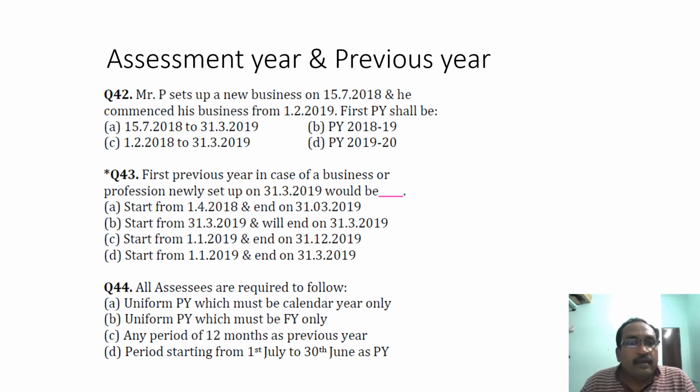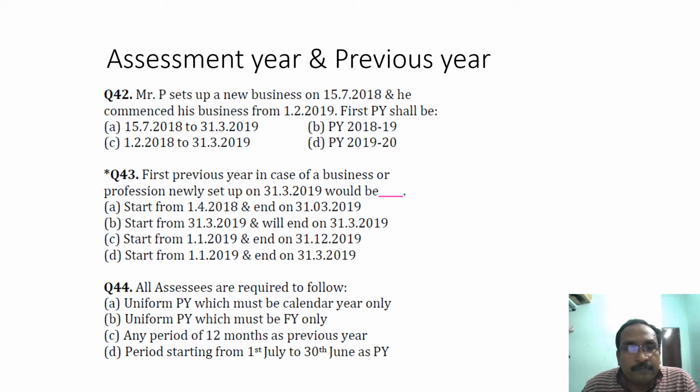Moving to the next question. Mr. P set up a new business on 15th July 2018 and he commenced his business from 1st February 2019. First previous year will be: A, 15th July 2018 to 31st March 2019; B, previous year 2018-19; C, 1st February 2018 to 31st March 2019; or D, previous year 2019-20.